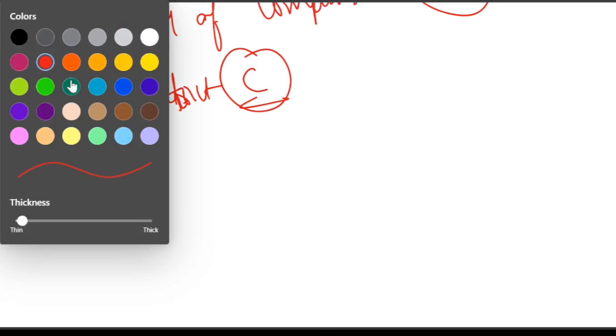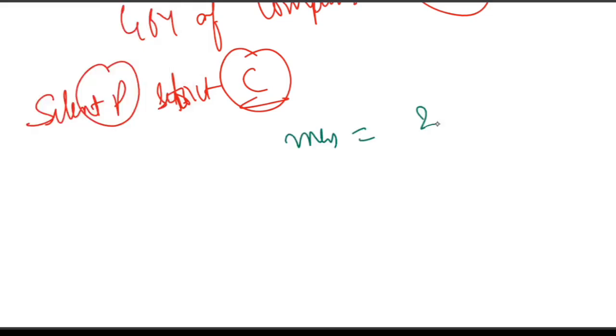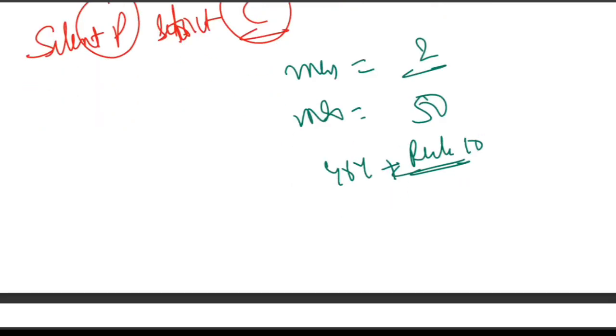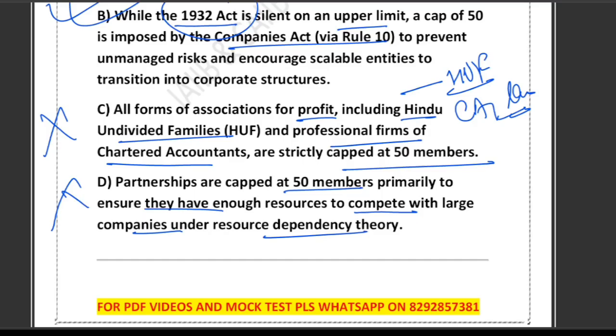So minimum number is how much? Minimum partner is 2. Maximum partner is how much? 50. Section number 464 plus rule number 10, it set the limit. The purpose is to reduce the agency risk, to avoid unwieldy management and to encourage the corporate structure.